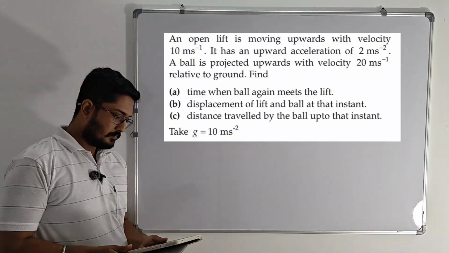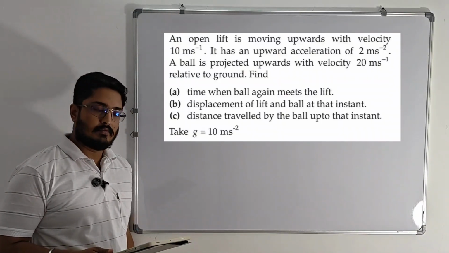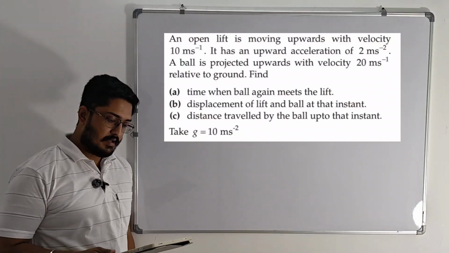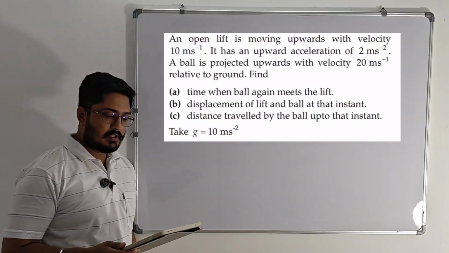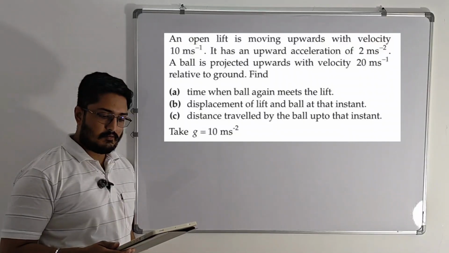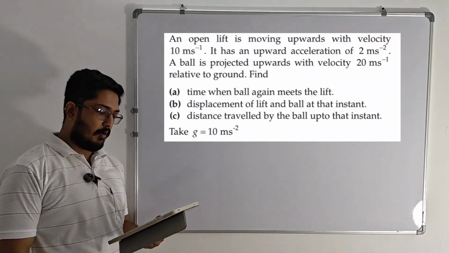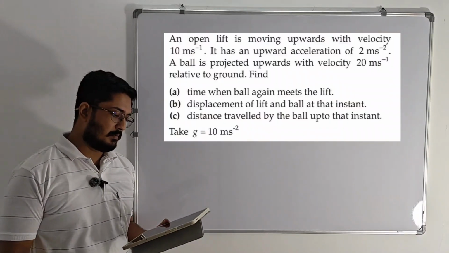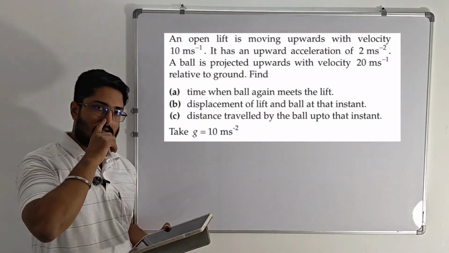Please look at the board. The question is: an open lift is moving upwards with a velocity of 10 meter per second. It has an upward acceleration of 2 meter per second square. A ball is projected upwards with a velocity of 20 meter per second relative to the ground. Find the time when the ball again meets the lift. That means the ball is projected from the lift upwards with a speed of 20 meter per second.